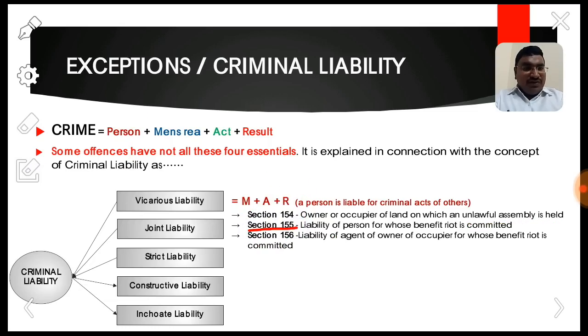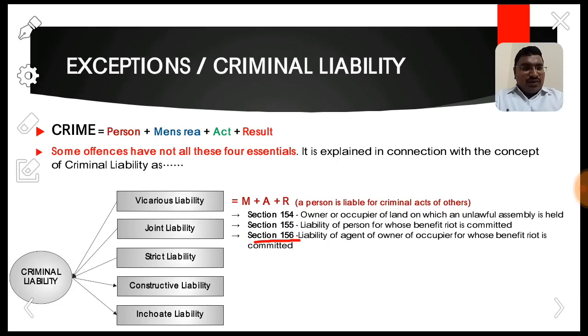According to section 155, liability of person for whose benefit a right is committed. Here, for the benefit of someone, the other person committed a certain crime. Because of the acts of the other person, the first person is liable, hence it is known as vicarious liability under section 155 of IPC.